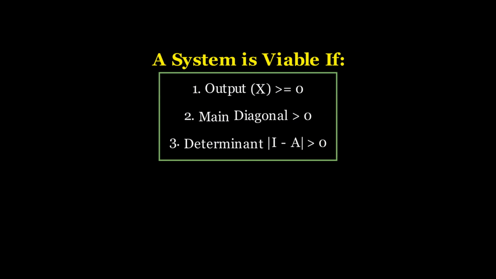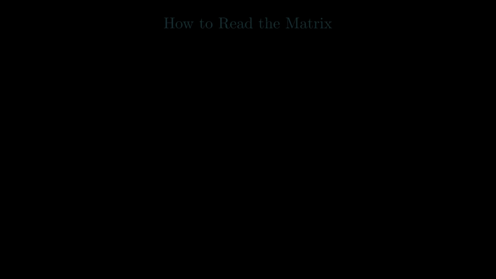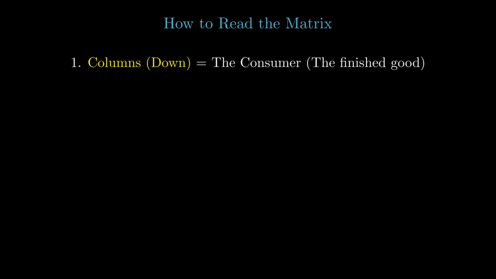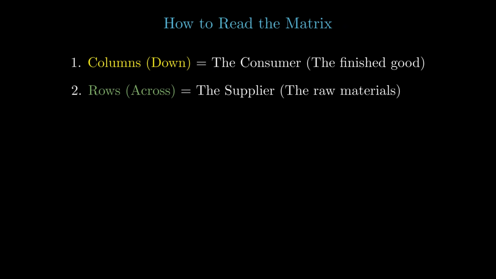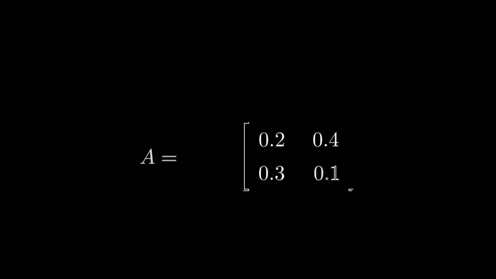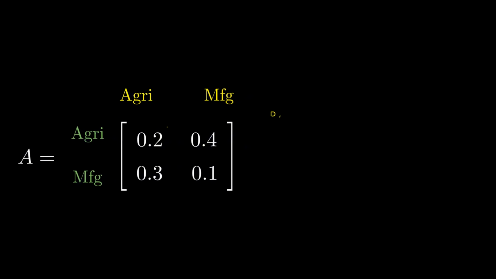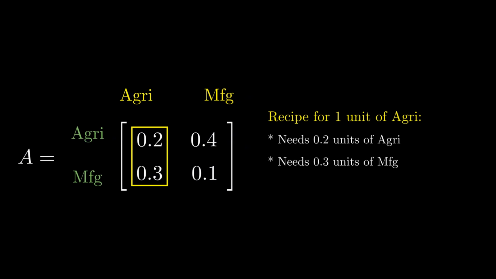Let's get back to a working economy and look at technology matrix A. Here is the secret to read it. Columns going down represent the consumer, and the rows going across represent the supplier. If we look at the agriculture column, the recipe for 1 unit of agriculture might need 0.2 unit of agriculture like seeds and 0.3 units of manufacturing like tractor or fuel.